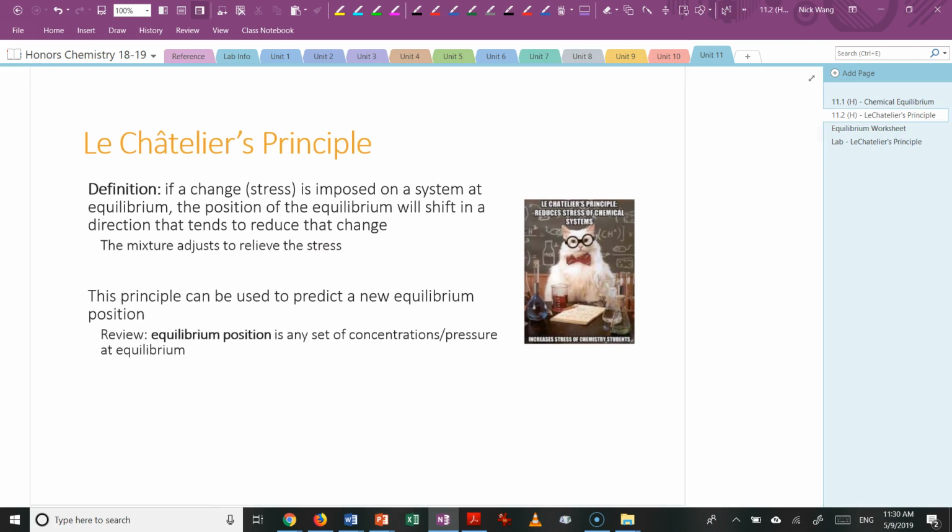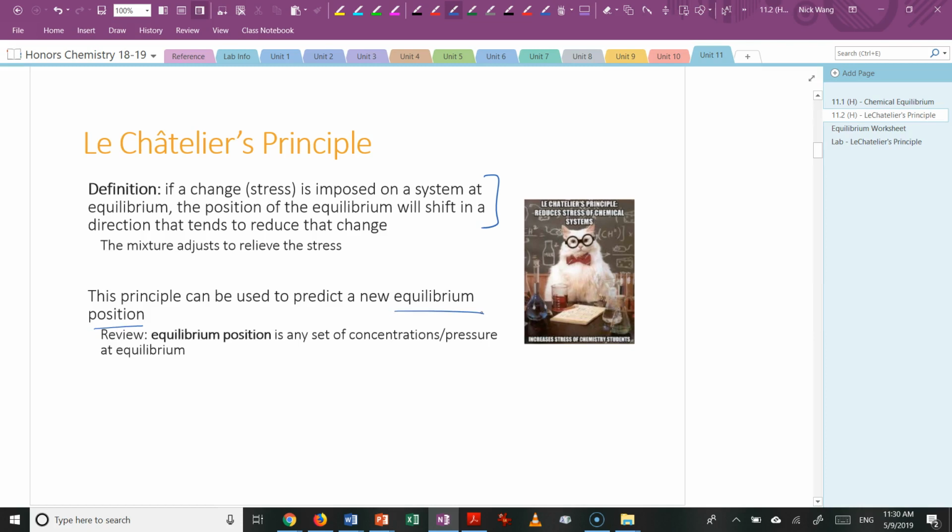With Le Chatelier's principle, what that's saying is that we can actually predict how the stress can be relieved when an equilibrium experiences that stress. That's a fancy way of how all this works. Once again, Le Chatelier's principle is basically saying that if you were to pose a stress, or cause a change to an equilibrium mixture, you can have a predictable shift so that that stress is relieved. This principle can be used to predict a new equilibrium position.